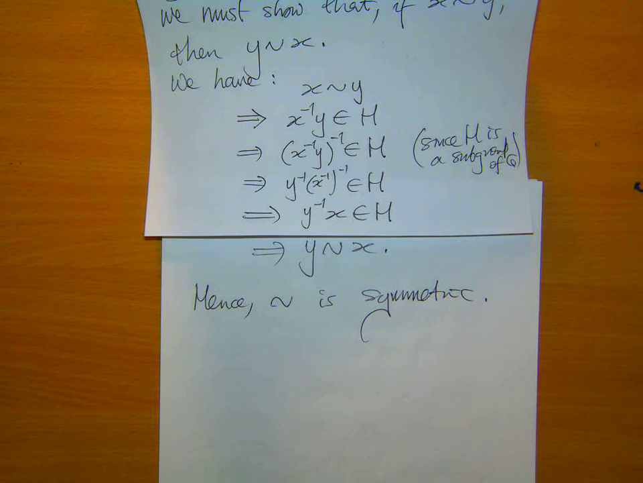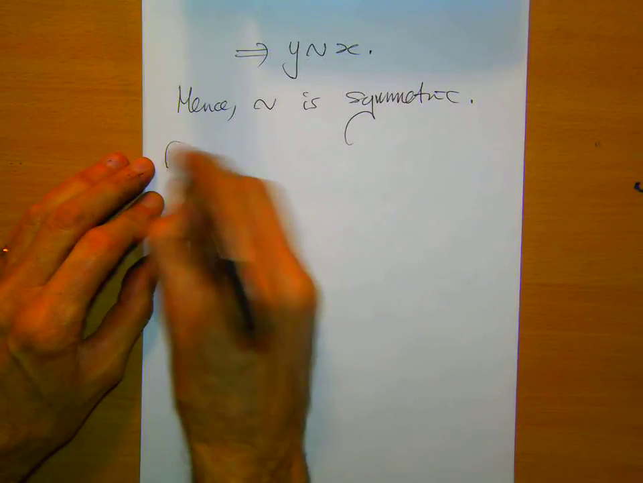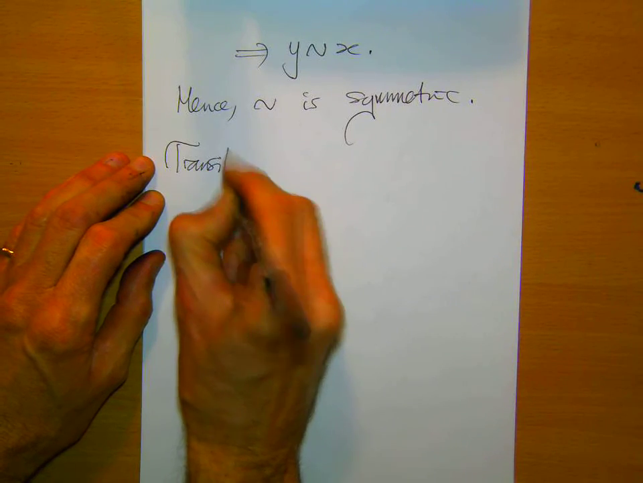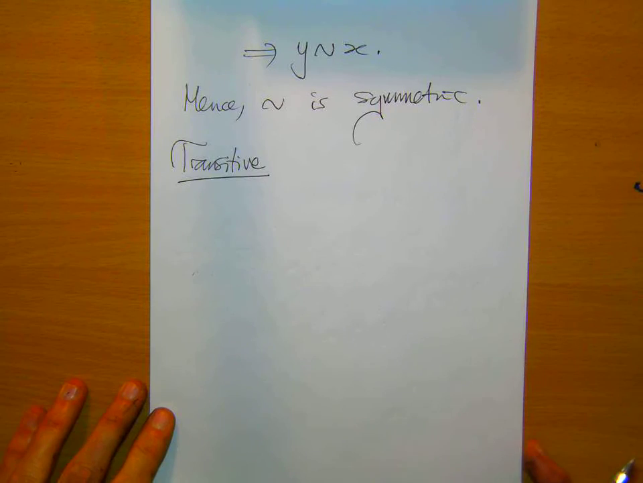So notice we've now used two properties of H being a subgroup. We used the fact that the identity element is in H in the first bit, the reflexivity, and we've used the fact that it contains inverses in the second bit. So you might guess that in the third bit we're going to have to use the fact that it's closed under the binary operation. In fact we do. So transitivity, well, transitive, to be consistent with what I said before.